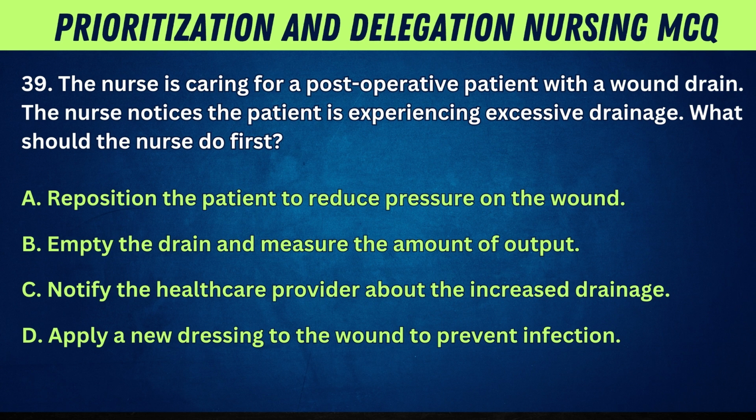39. The nurse is caring for a postoperative patient with a wound drain. The nurse notices the patient is experiencing excessive drainage. What should the nurse do first? A. Reposition the patient to reduce pressure on the wound. B. Empty the drain and measure the amount of output. C. Notify the healthcare provider about the increased drainage. D. Apply a new dressing to the wound to prevent infection.